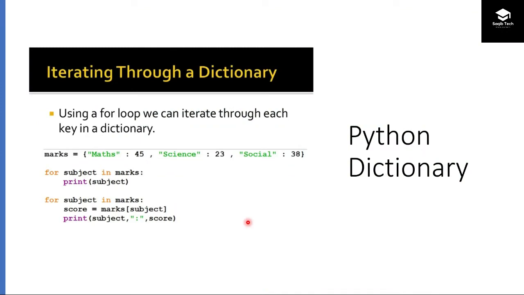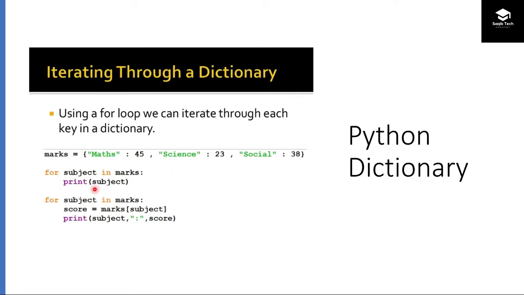So, iterating through a dictionary: how to access all the elements from a dictionary. In today's lecture we are going to cover how to iterate through a dictionary. For example, if we have created a dictionary of marks, with marks of 3 subjects, I want to print all the marks using the subject name. Then after that I want to print the marks.